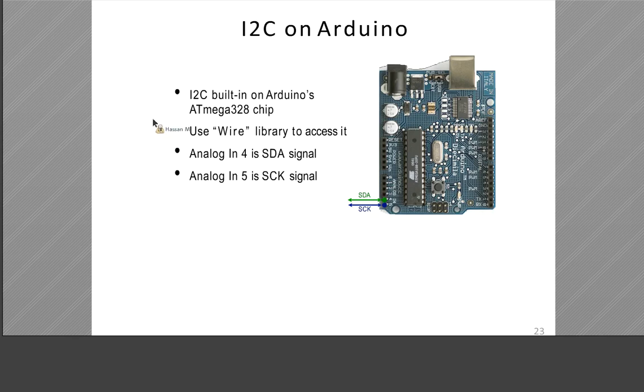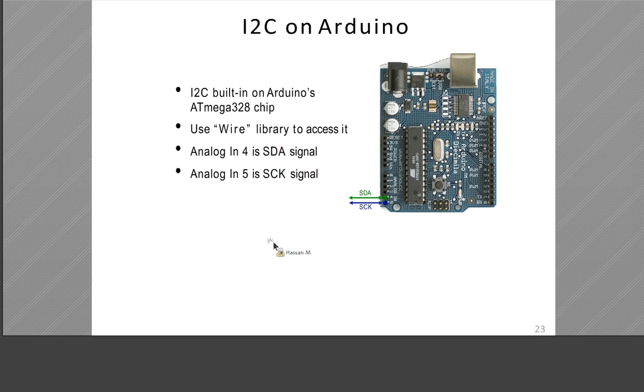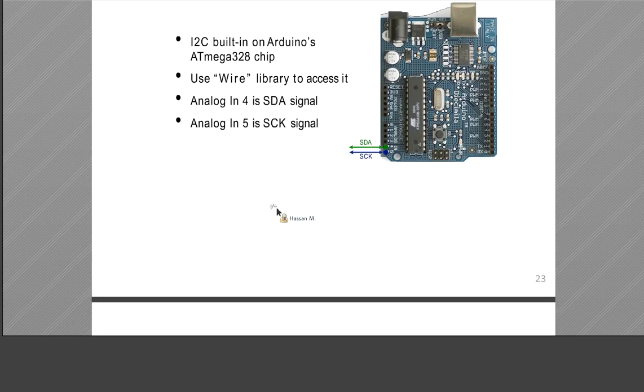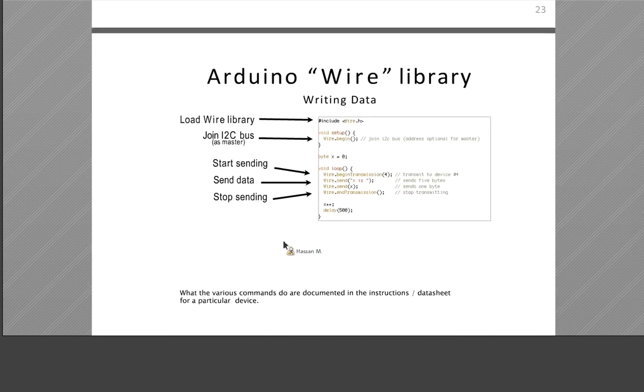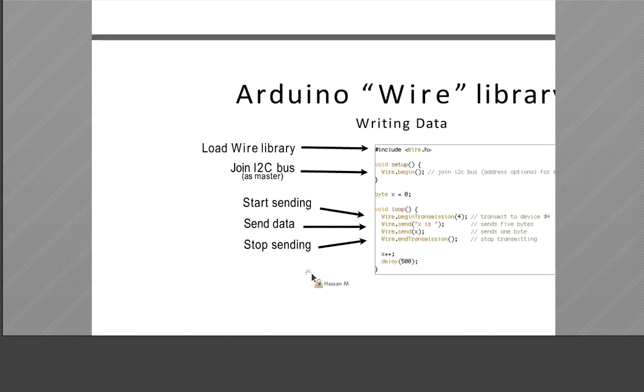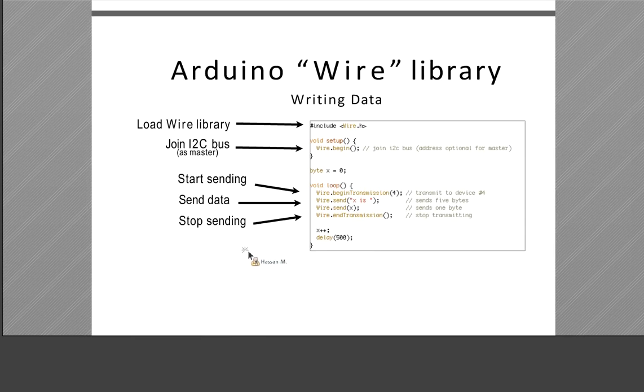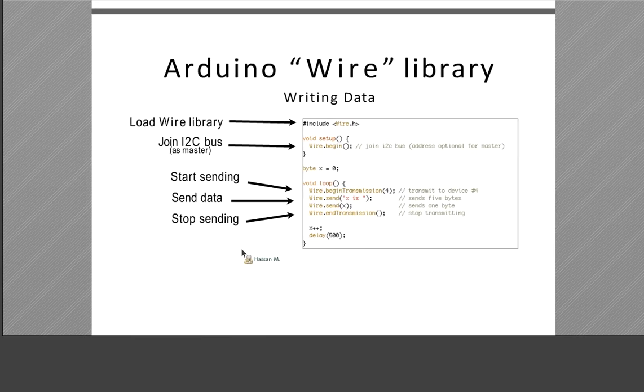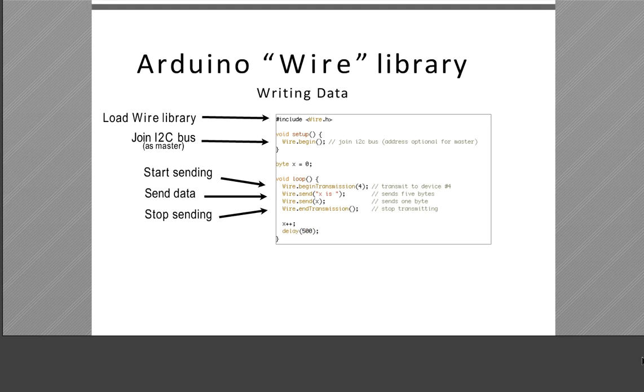328 chip. Use the Wire library. Using the Wire library can very much simplify our work. We see it, and SCL and SDA are A4 and A5. Here we see 2 examples, one for writing and another for reading in I2C format.